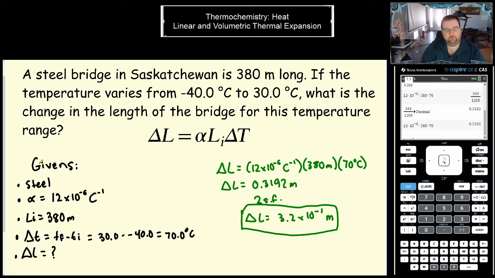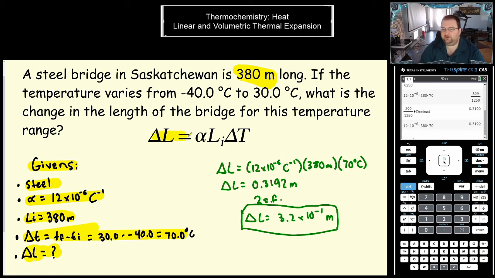Here's our solution. We started off by looking at our givens. We were told that it's a steel bridge. We looked up steel from our table, and it was 12 times 10 to the negative 6. The initial length was 380 meters. And our change in temperature is going from 30 degrees to negative 40, so that's a 70 degree difference in temperature. And we're finding our change in length.